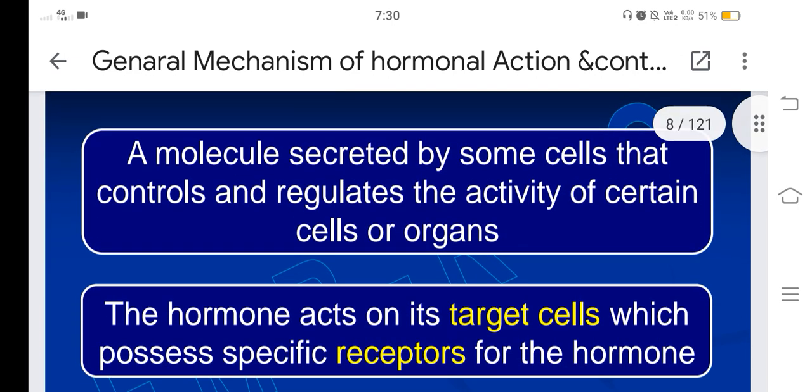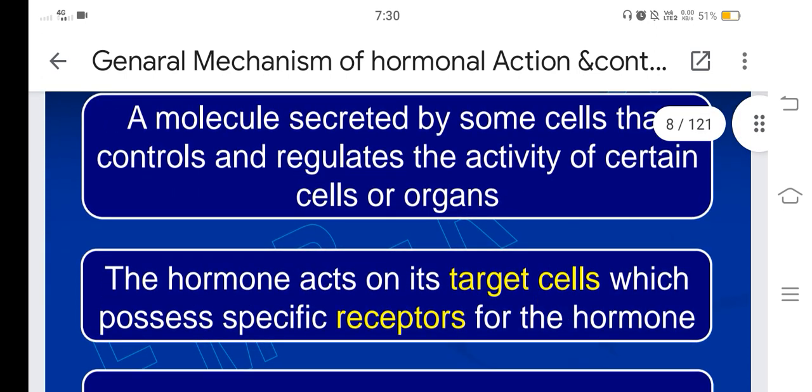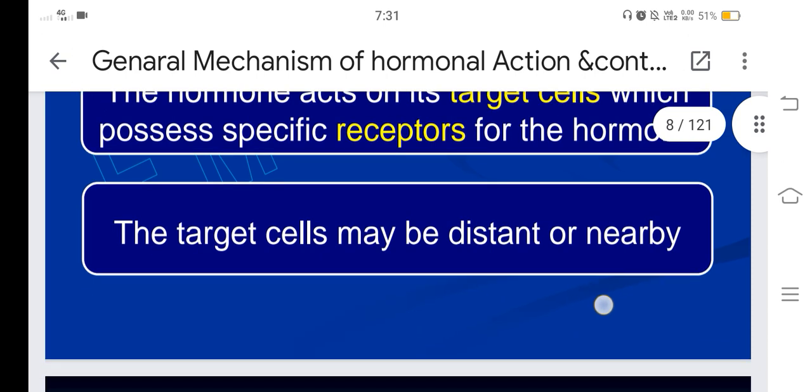Hormone definition: a molecule secreted by some cells that controls and regulates the activity of certain cells or organs. The hormone acts on its target cells, which possess specific receptors for the hormone. Then the target cells may be distant or nearby.